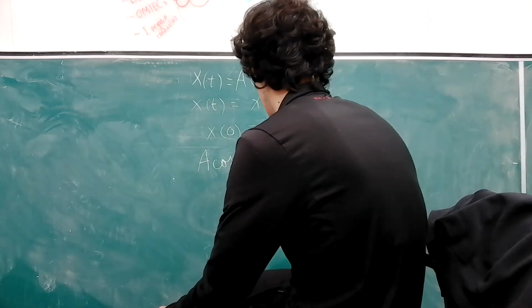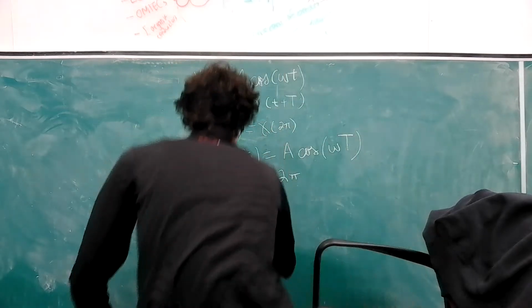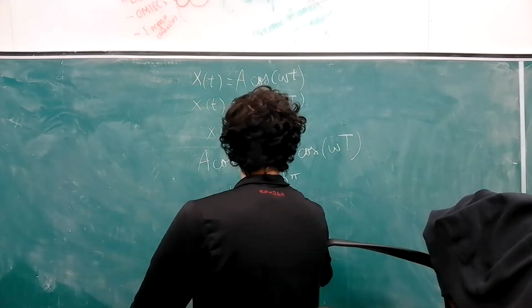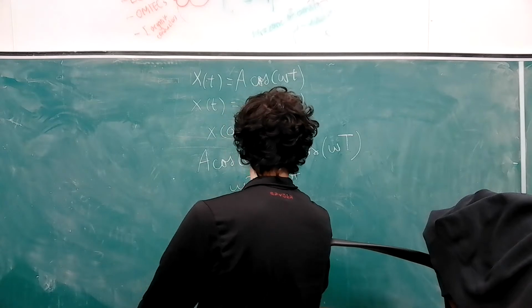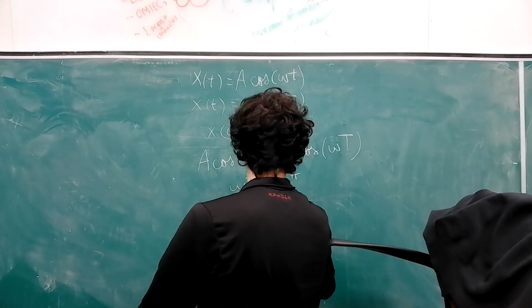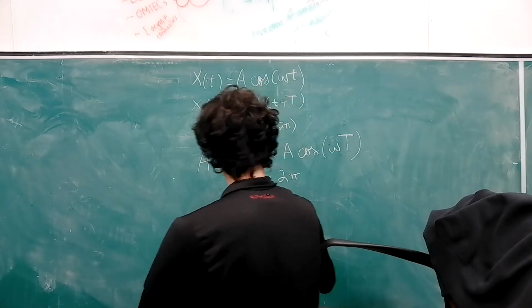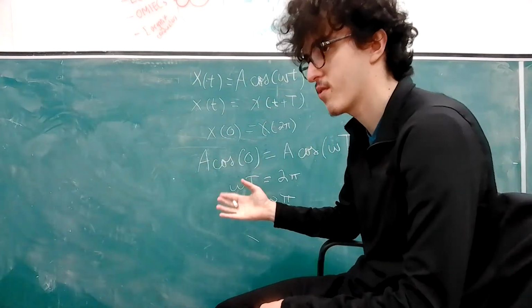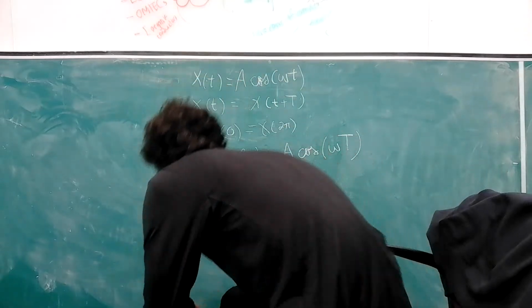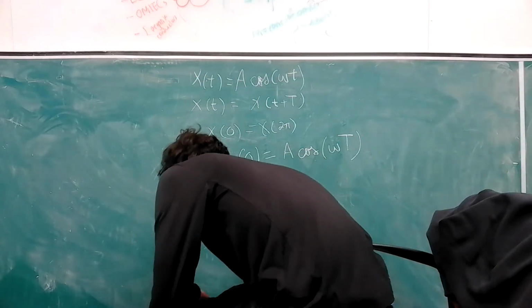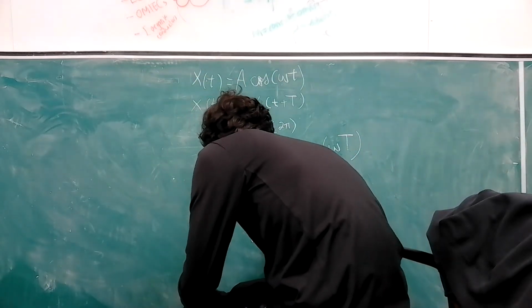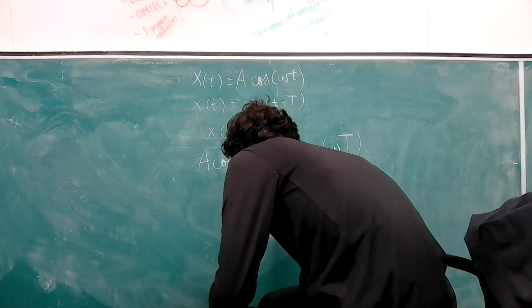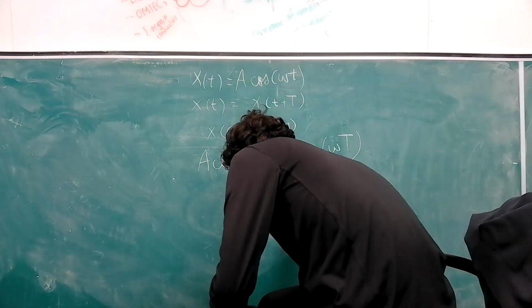So you have T equal to 2 pi over omega. But then your frequency is 1 over your period, right? So you just convert it and you get f equal to omega over 2 pi.